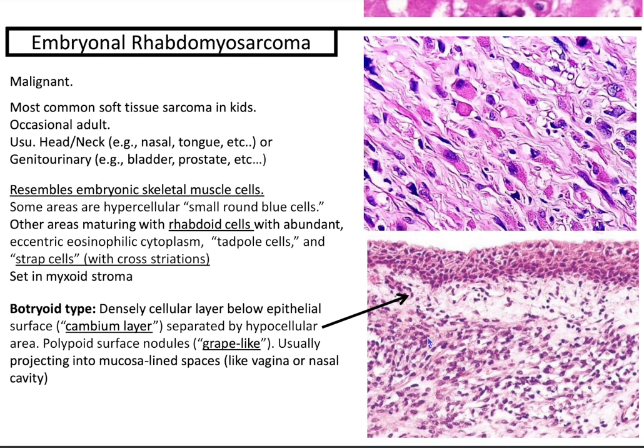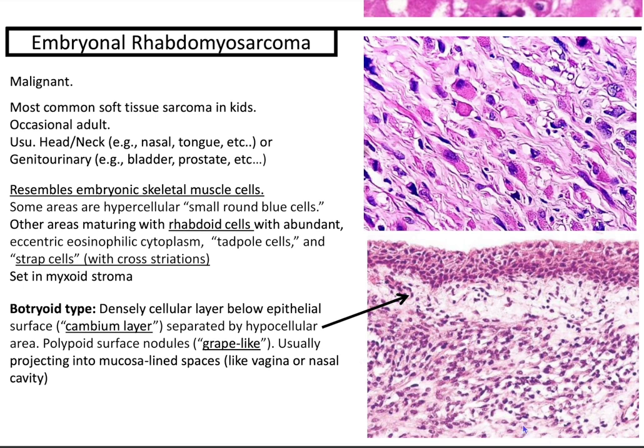It'll be positive for myogenin or MYOD1. Some areas are hypercellular, small round blue cells, and other areas have maturing regions with rhabdoid cells. You can see tadpole cells and strap cells with cross striations set in a myxoid stroma. And then you can have your botryoid type, which is densely cellular layer below the epithelial surface, which is the cambium layer.